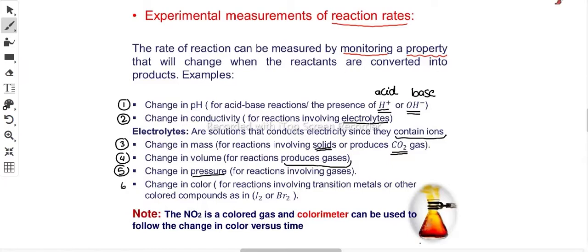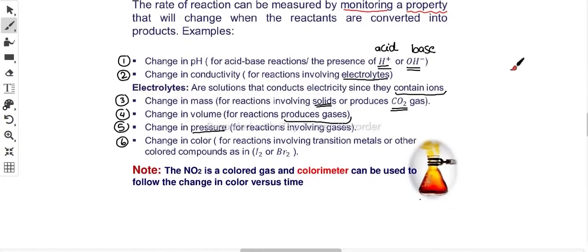I have number 6, which is the change in color. When talking about the change in color, I need to start thinking, how can I know that the change in color could be a good method in order to follow the chemical reaction? If the chemical reaction presents a transition metal, and all transition metals, we considered them before in chapter number 13, they are colored. We have some exceptions, for example zinc, but if it's a transition metal, their complexes and compounds are colored actually.